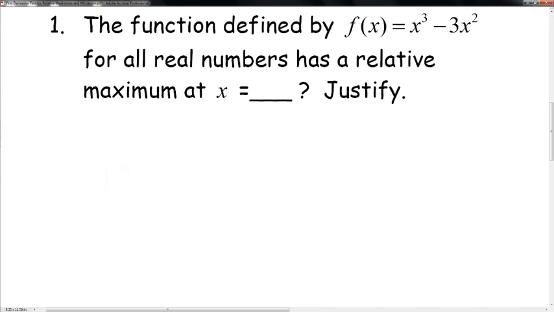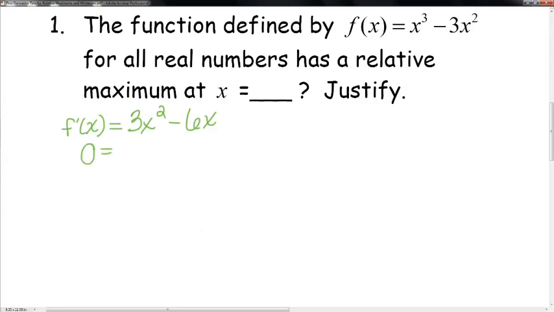Number 1, the function defined by f of x is equal to x to the third minus 3x squared for all real numbers has a relative minimum at x equals where, and we're going to justify it. So first thing we're going to do is take our derivative. And this will be 3x squared minus 6x. And we're going to set that equal to 0.